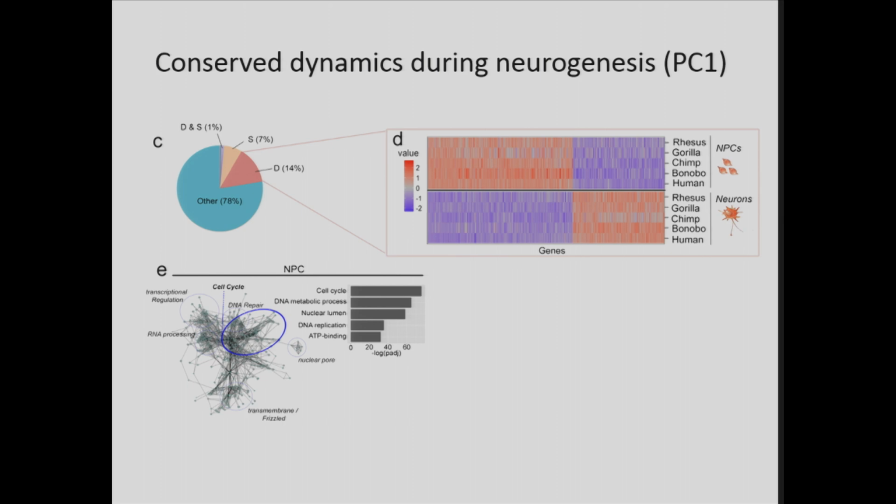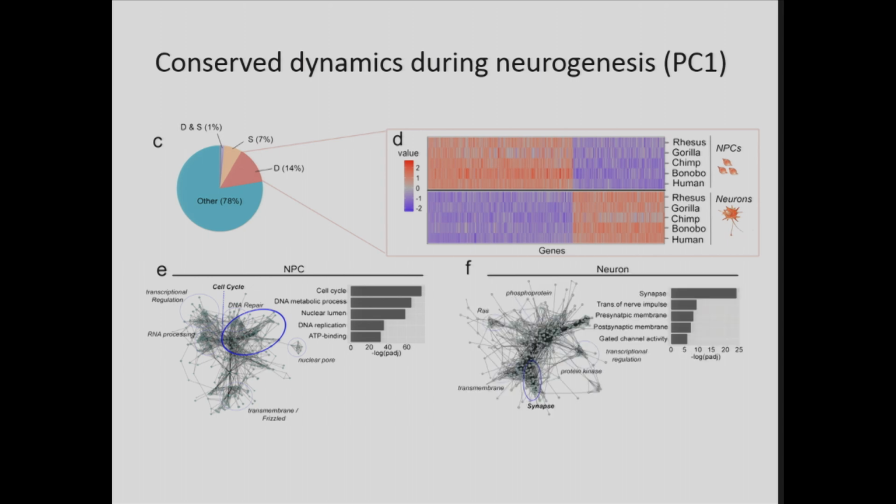So what I'm showing here, each dot is a gene, and they're sort of clustered based on their proximity and function. And on the right are our genes for neurons, and they tend to cluster in genes involved in making a synapse and making a mature neuron. So they're doing exactly what we expect them to do. All of the cells are turning from an NPC to a neuron.